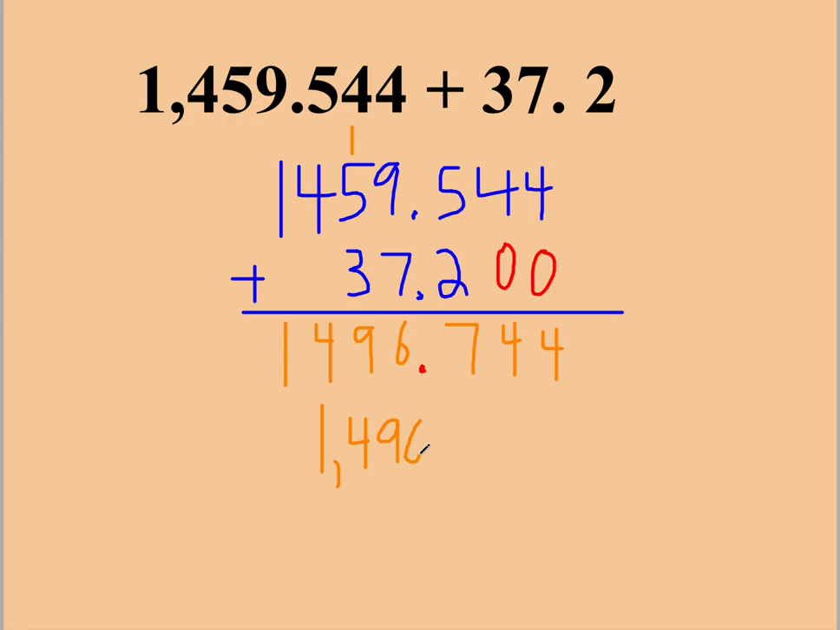1,496 and 744 thousandths. Or you can read it as 1,496.744. Okay? We have to know both ways to say those. All right? Keep practicing, and you are awesome.